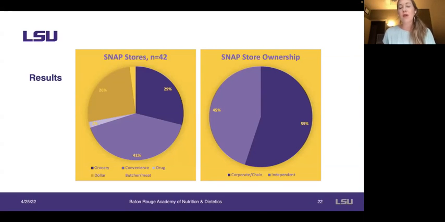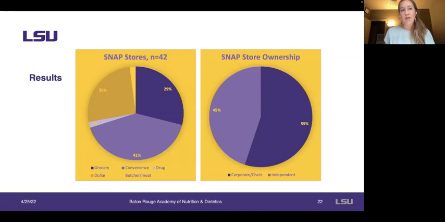So 42 stores were measured using those two tools. You can see that the majority of these stores were smaller convenience stores, so convenience stores that are SNAP authorized, followed by grocery and dollar stores. And there was a fairly even split between corporate chain and independently owned stores that were measured in Louisiana. Slightly more were corporate chain owned entities, but we still did have a fairly good proportion of independently owned store sites as well.